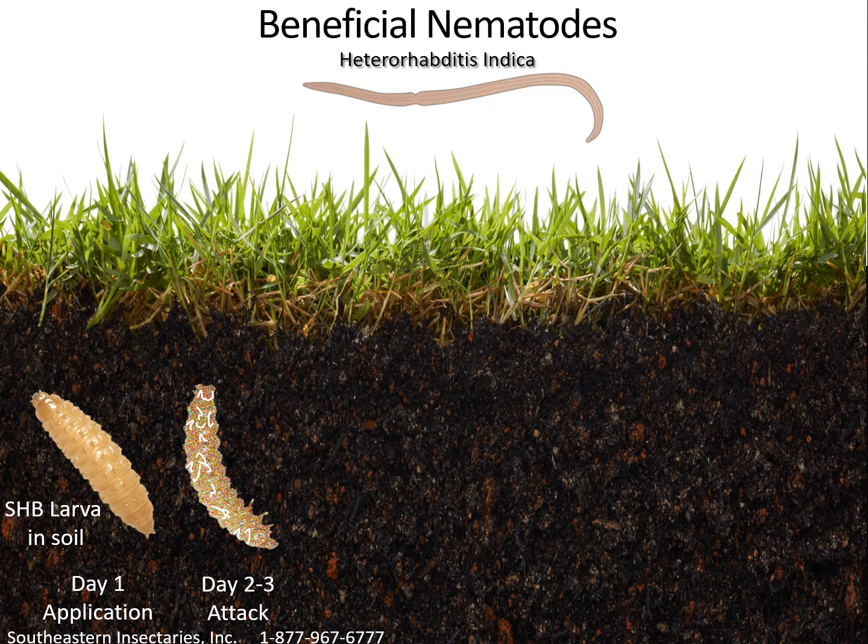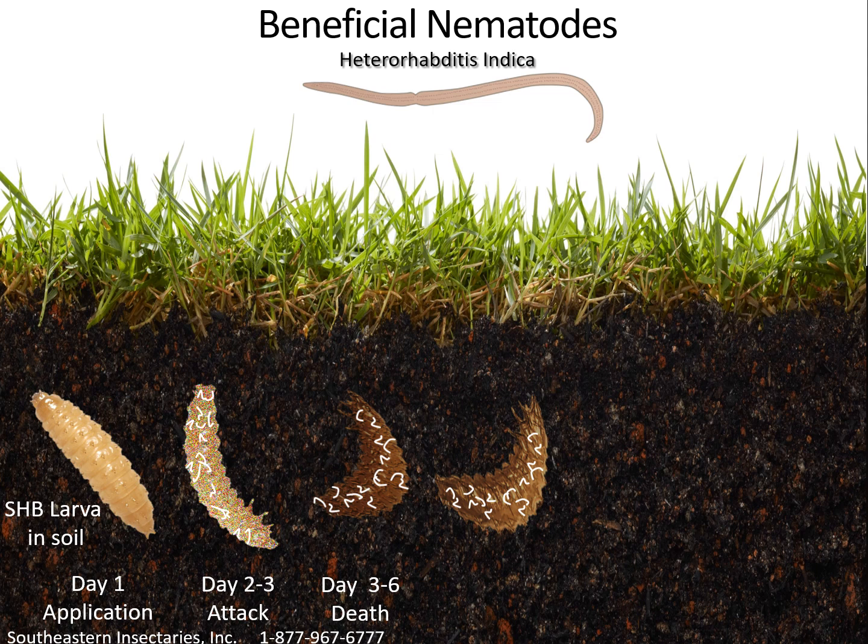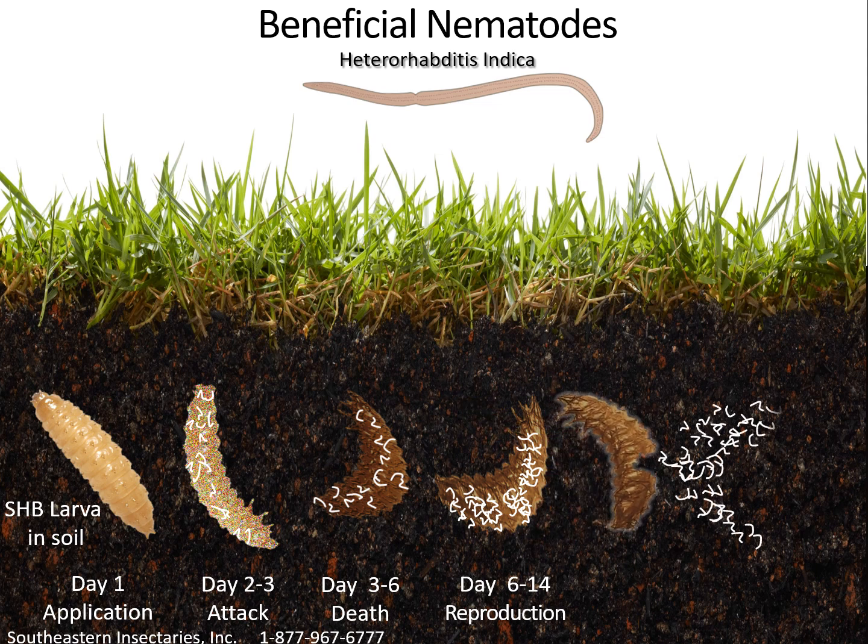Day 2 and 3, those nematodes will attack the small hive beetle larva, start predating on it. Days 3 to 6, they're going to kill that larva, and then they're going to procreate and reproduce, and then they will escape the dead body into the soil.